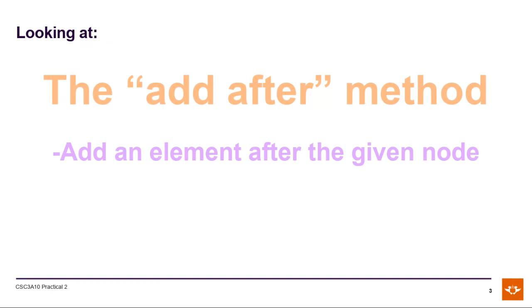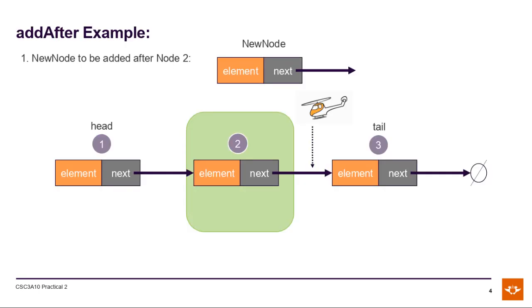If we wanted to insert after, or add after, a given method, how do we do that? We should pass an element that we want to add after a particular node. We'll create a new node and store that element in it. Then we want to add that element after, in this case, the second element in our list. How do we do that?